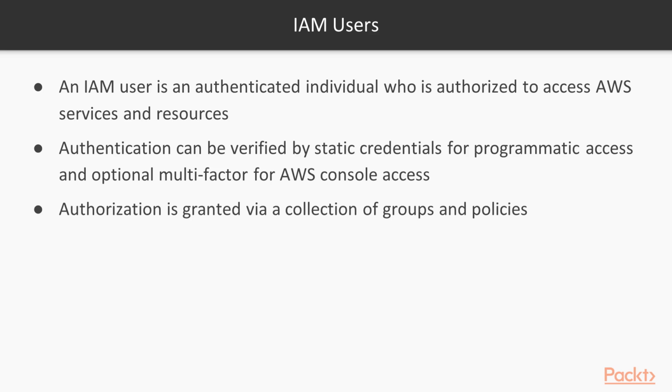IAM users are authenticated individuals who are authorized to access AWS services and resources. Authentication is handled by static credentials for programmatic access and optionally multi-factor for access using the console. In my personal case, I use my username, password, and a token when I access the AWS console. Authorization for users is granted based off a collection of groups and policies.